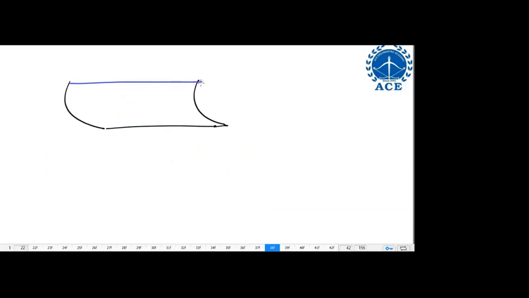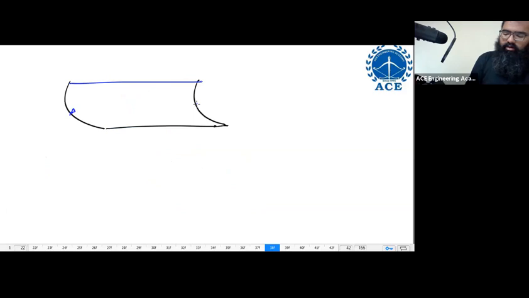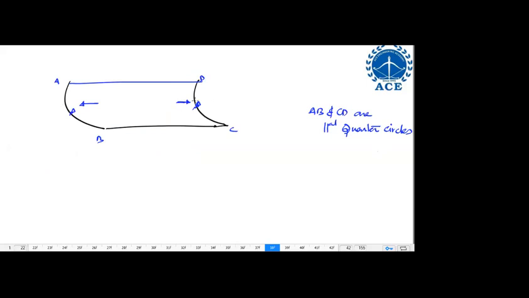Listen to this. The diagram is not that neat, but please adjust. These two are parallel curves. Both of them are quarter circles, let us say AB and CD. AB and CD are parallel quarter circles. So Fx is fine. Fy is a problem.